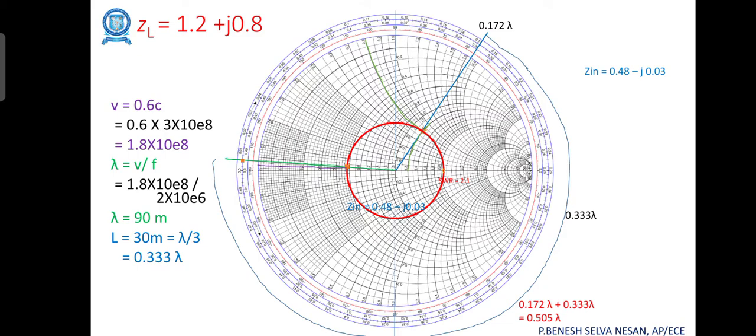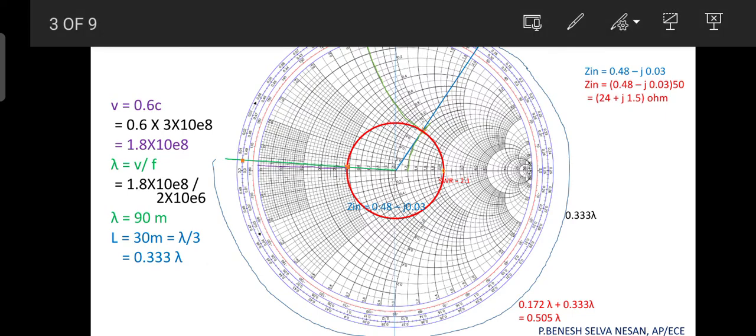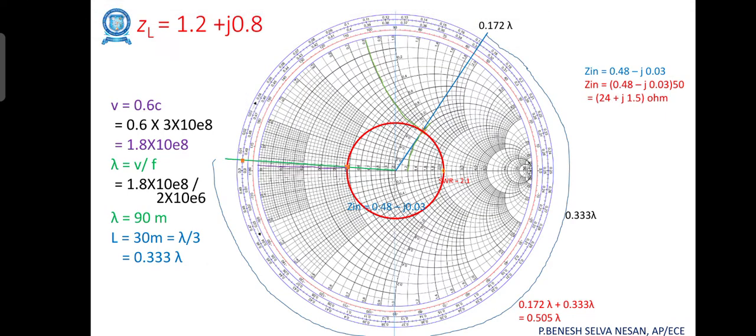So you have to find the real, original value, because this is the normalized value. The original value is obtained by multiplying this value by the characteristic impedance, which is 50. So you will get 24 plus j1.5 ohm. This is the input impedance of this transmission line. These are the values we have to find in this problem. Thank you.